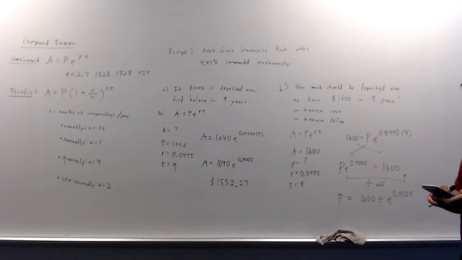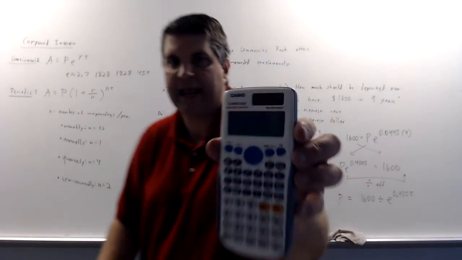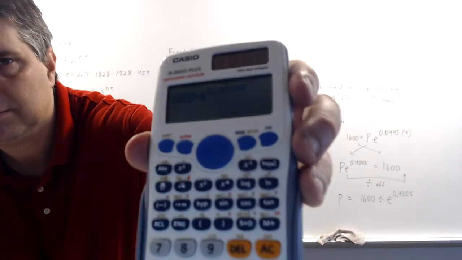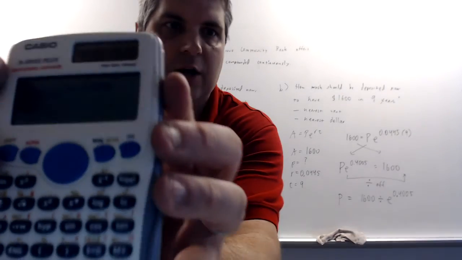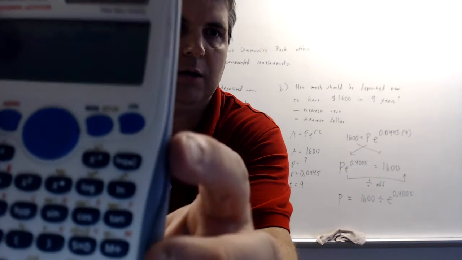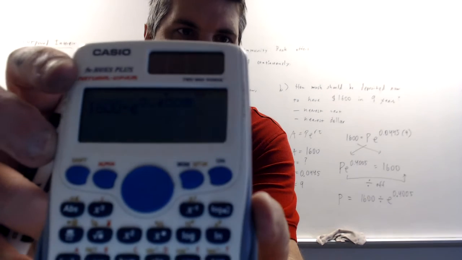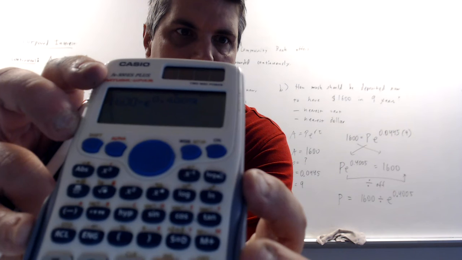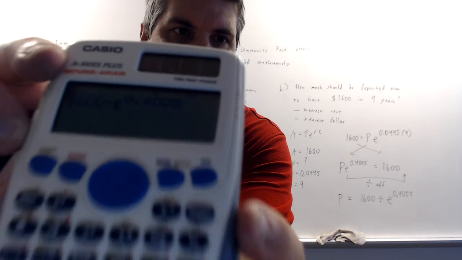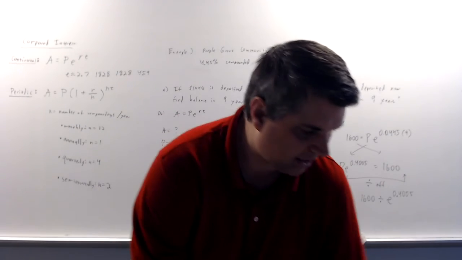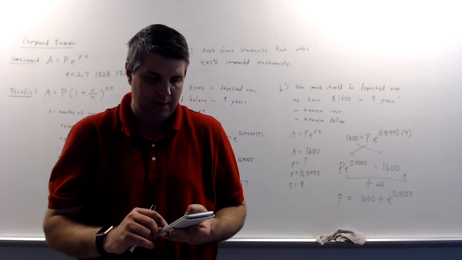I'll do something similar to what I did here, except instead of multiplying, I'm going to divide. So 1600 divided by shift or second, ln, 0.4005. This is what it looks like on my calculator, if I can get it to show. Again, I'm sorry the lighting isn't very good in here. I have to darken it because I want the board to be very visibly clear. Maybe this other calculator will be a little clearer.